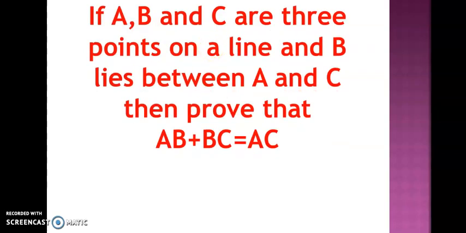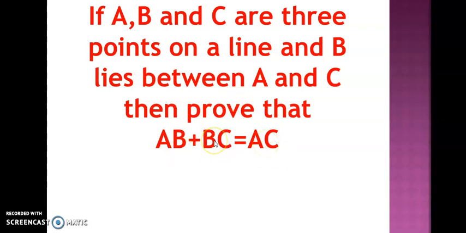If A, B and C are 3 points on a line and B lies between A and C, then prove that AB plus BC is equal to AC. Here, what is given? A line segment is given, no? In the statement itself, they told the points on a line, isn't it? So on that line, the 3 points are there, A, B and C. By using these points, you have to prove that AB plus BC is equal to AC.